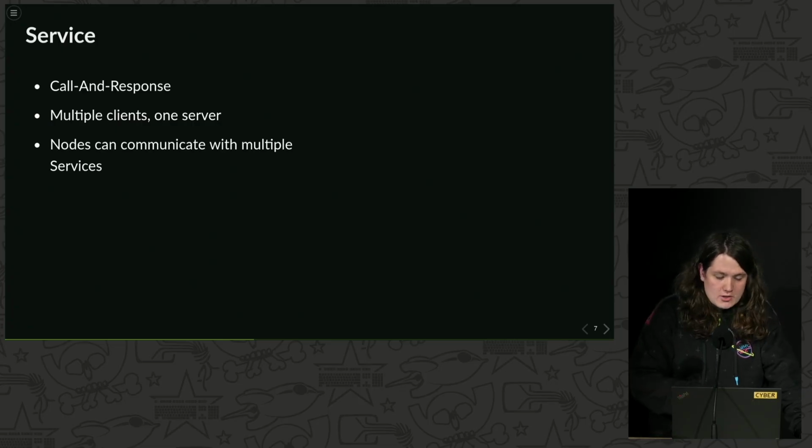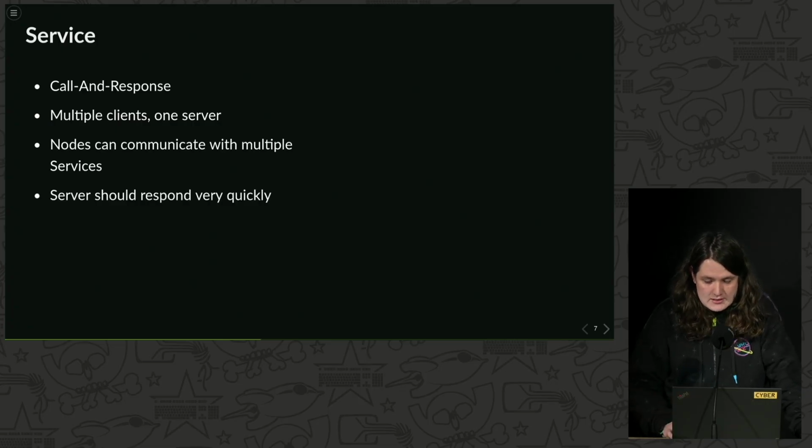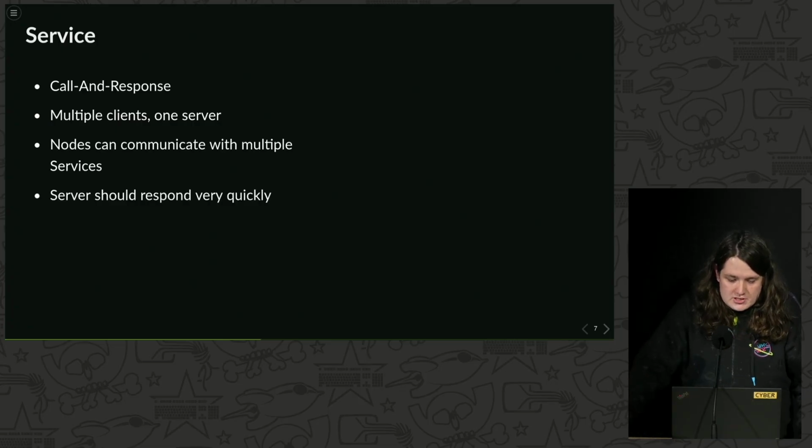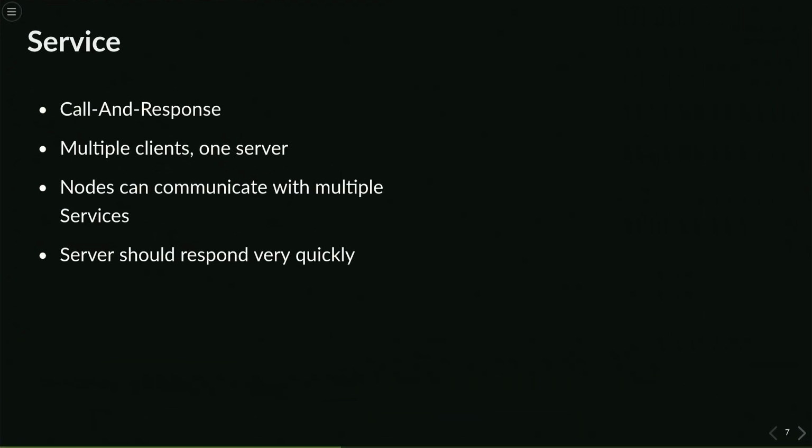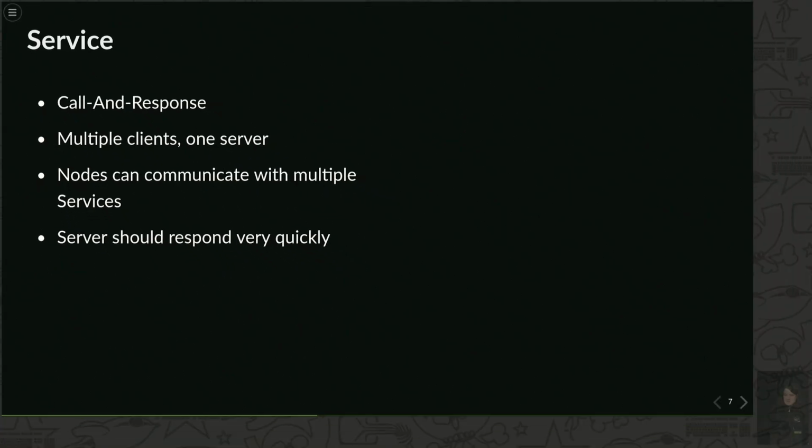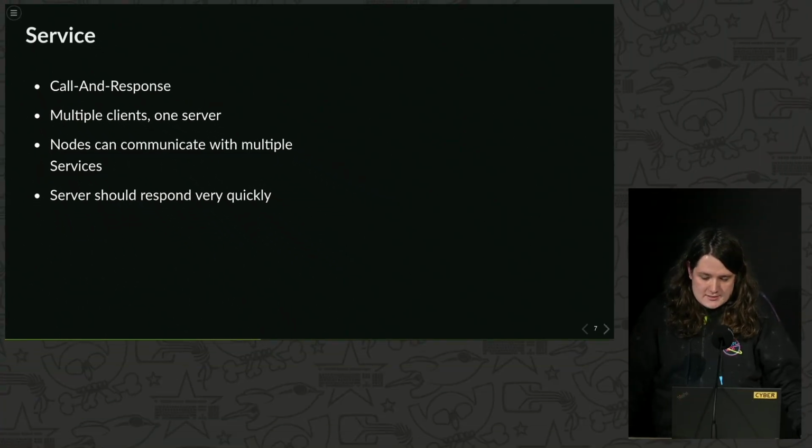But one node can communicate with multiple services. And one specialty with services in ROS2 is that they should only be used if the server responds very quickly, like in a few milliseconds. Don't do something like a big computation, but it's more like, okay, give me your rotation. How are you rotated? I need this now.